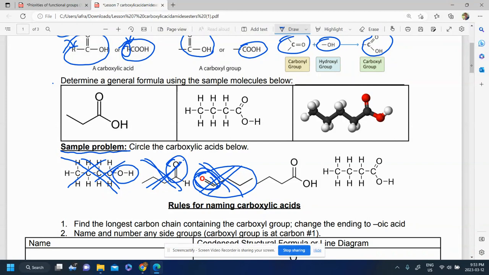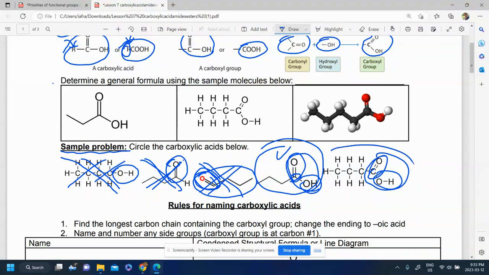All right, next up we have double bond O, OH on the same carbon here, which means that we're dealing with a carboxyl group. This means that we have a carboxylic acid. That's correct. And then lastly, this molecule over here has C double bond O with an OH. So that means we have the carboxyl functional group, which means this whole molecule is a carboxylic acid. So really the only two carboxylic acids are the last two molecules.